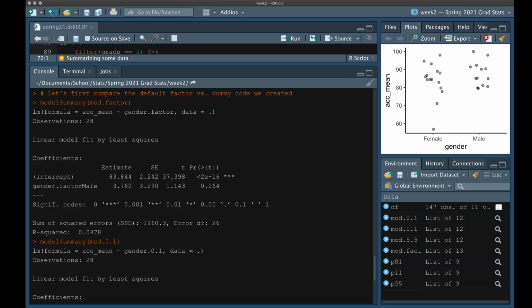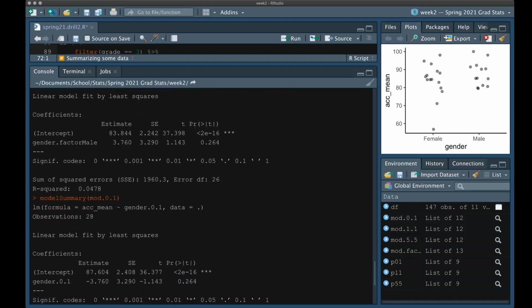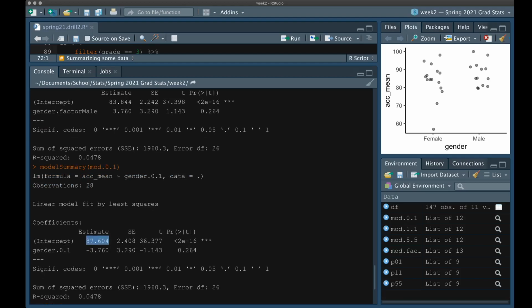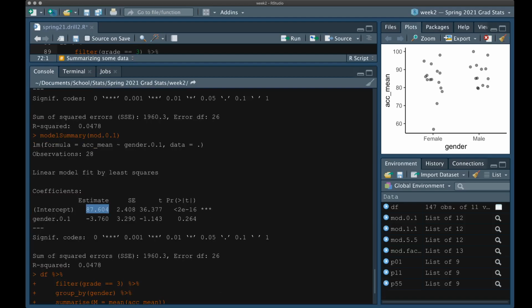increase in y. By contrast, in the model that we created, where we coded males as 0, the intercept again is the average where x equals 0, which is males, and then a 1 unit increase on gender from male equals 0 to female equals 1 is associated with a drop of 3.76 points.